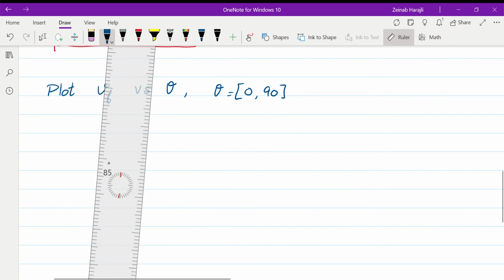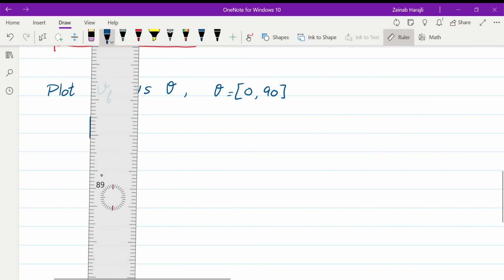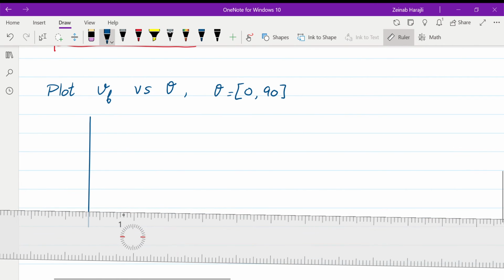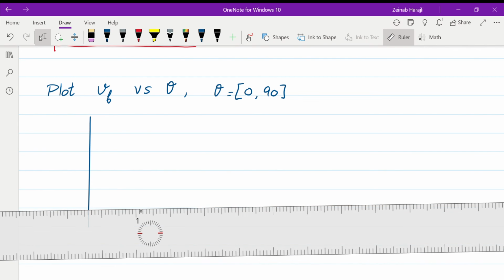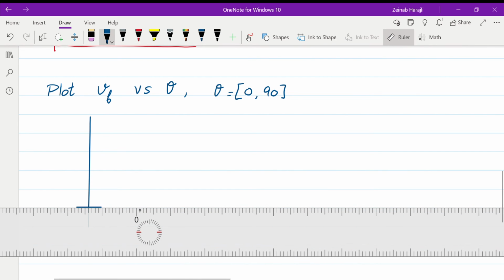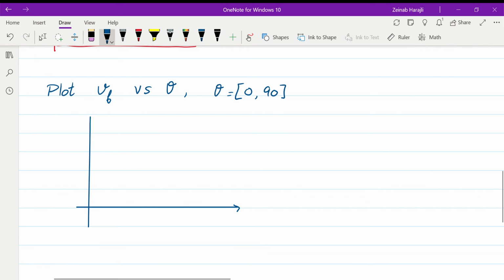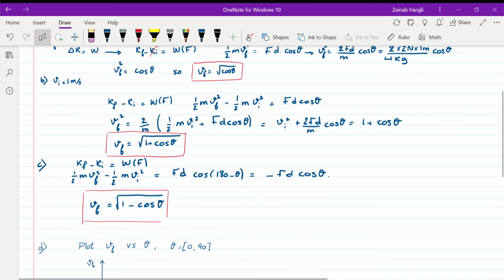So to plot this, with our y-axis containing V final and our x-axis showing theta itself, we said theta will go all the way from 0 to pi over 2 only. Now, if we look at our expressions, for our first expression, Vf equals radical cosine theta. We see that as theta is increasing, the force will be giving less and less of a positive acceleration, and so it will contribute less and less and do less work.